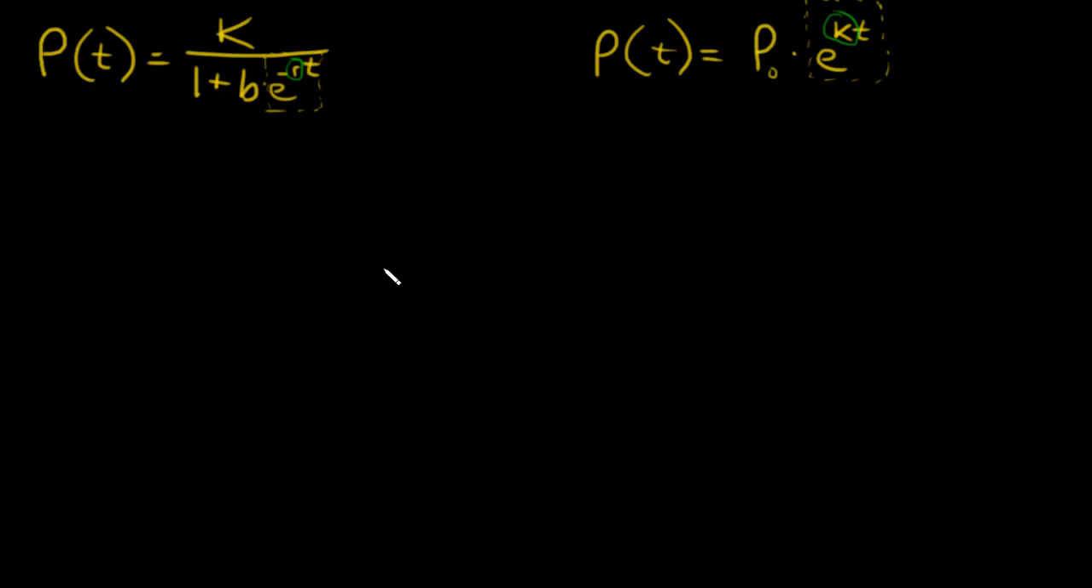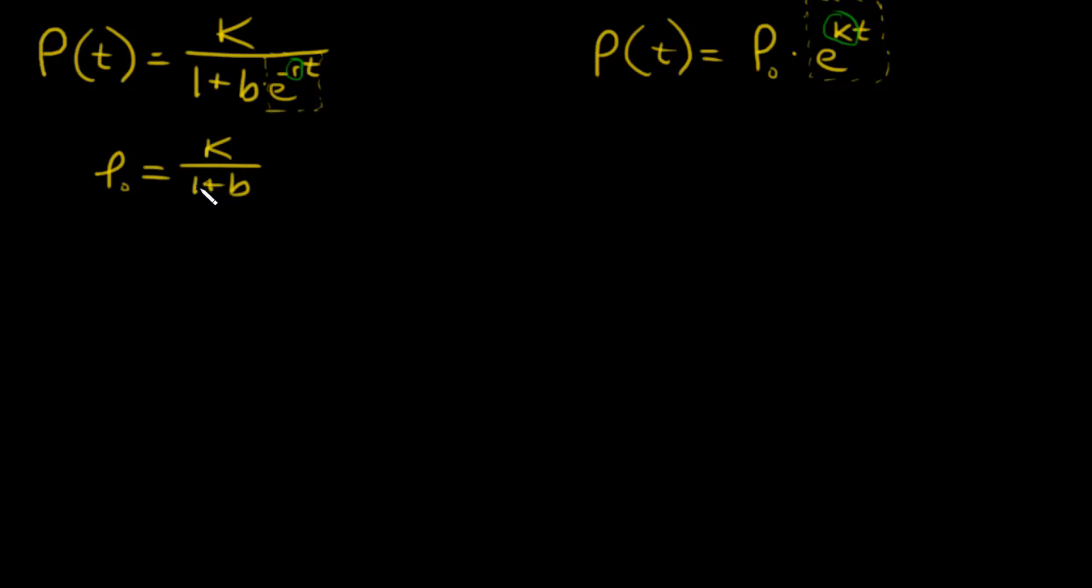And so what we're going to do now is try to figure out an expression for B using this kind of symmetry, if you will. It's not exactly mathematically correct, but since these two terms are pretty much the same, then P naught is pretty much the same as this K over 1 plus B. So we're going to say P naught is equal to K over 1 plus B.